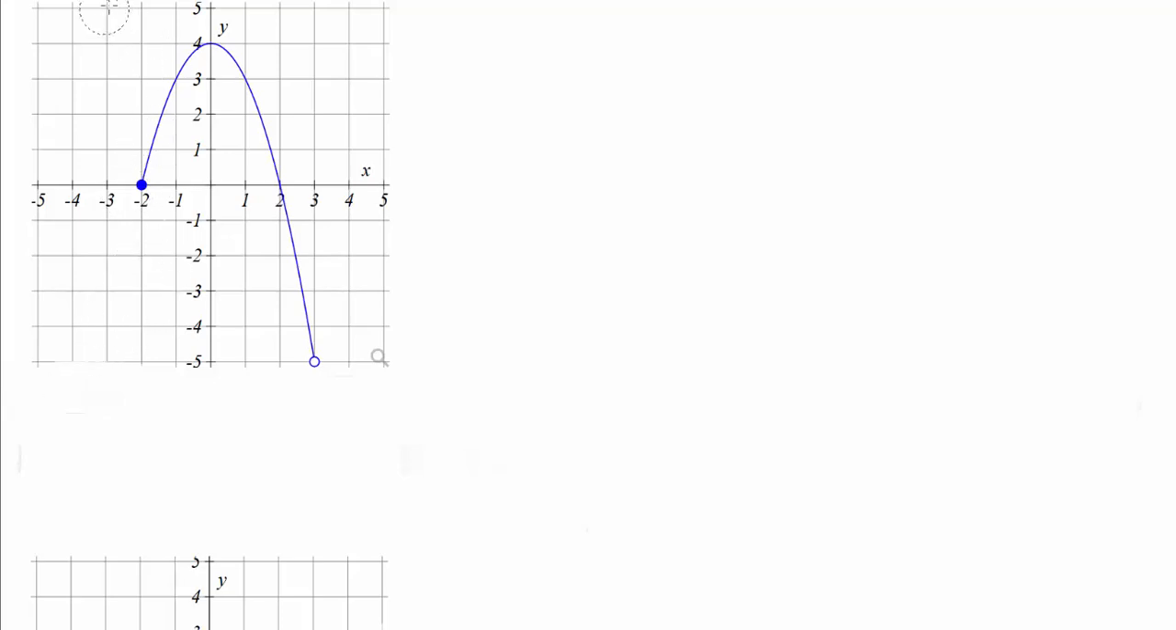So here we have some graphs of functions, and we want to use the graph to determine the domain and range of each function. The domain of a function is the x values or input values for the function. So the x values in a graph are the left-right values. So let's see where we have graph looking left to right.